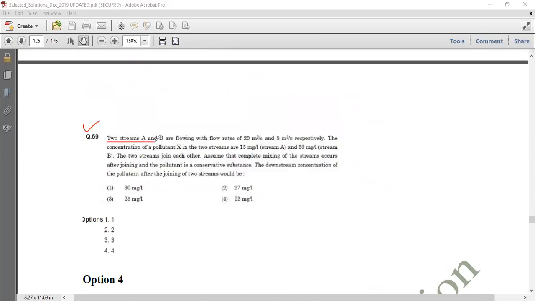It says that two streams A and B are flowing with a flow rate of this much and this much. The concentration of pollutant X in the two streams are this much and this much. The two streams join each other, and assume that complete mixing occurs after joining, and the pollutant is a conservative substance. The downstream concentration of the pollutant after joining the two streams would be? Because the pollutant is conservative in nature and they are well mixed, we can easily do this with the help of mass balance.